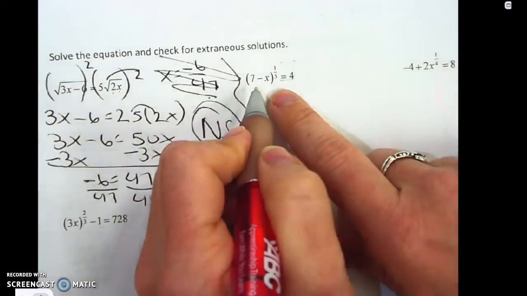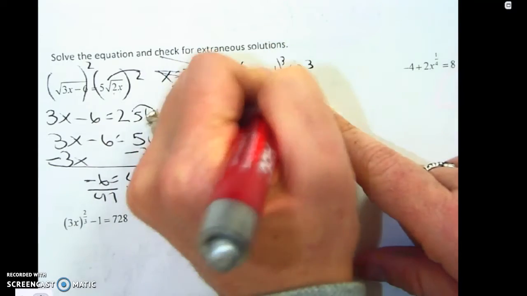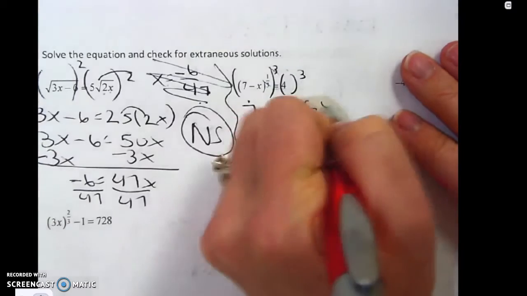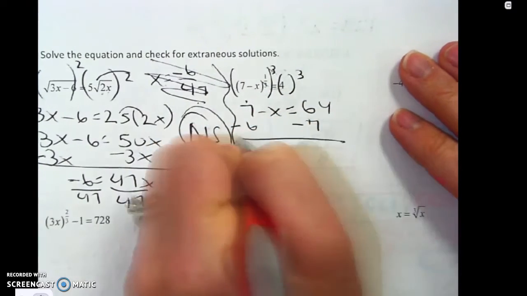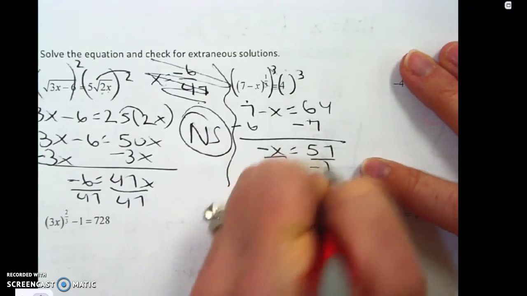Okay, this is to the 1/3. So if I cube it, they'll cancel. So that cancels. 7 minus x equals 4 cubed, which is 4 times 4 times 4, 64. Negative x equals 57. Divide by negative 1.